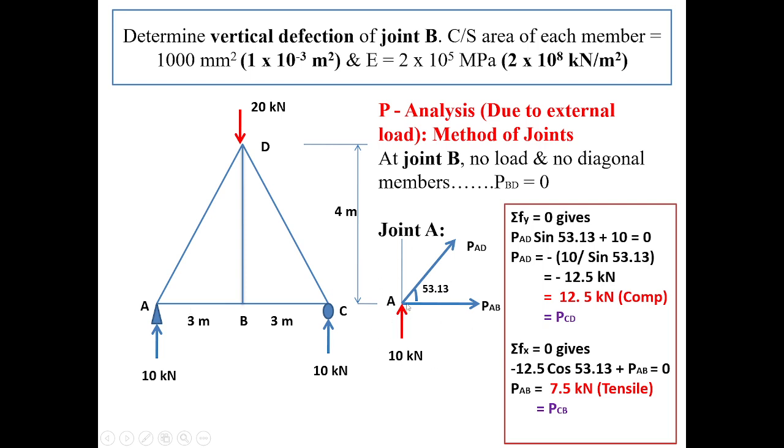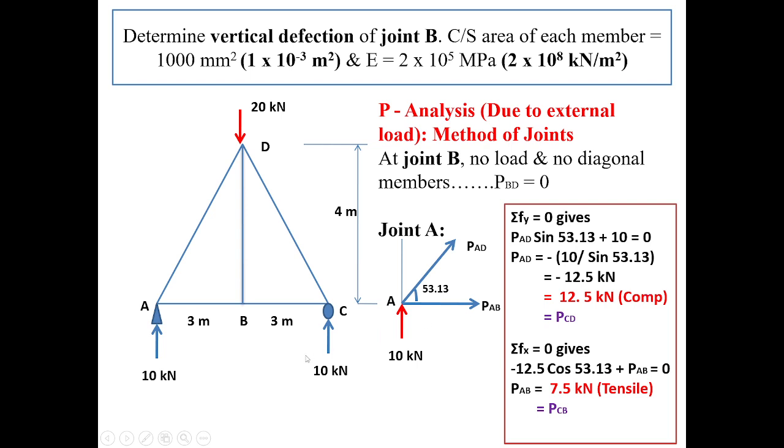So I am assuming force in AD and force in AB as tensile. The angle is 53.13 because tan theta is 4 divided by 3, and here the reaction is 10 kilonewton. Again, when I take summation of Fy equal to 0, it gives PAD sine 53.13 plus 10 equal to 0. So when I solve, PAD becomes minus 12.5 kilonewton. Here our sign convention is we assume initially tensile and we take it as positive, and if the answer comes out to be negative, it's obvious that the actual force is compressive. So the force in PAD is compressive.